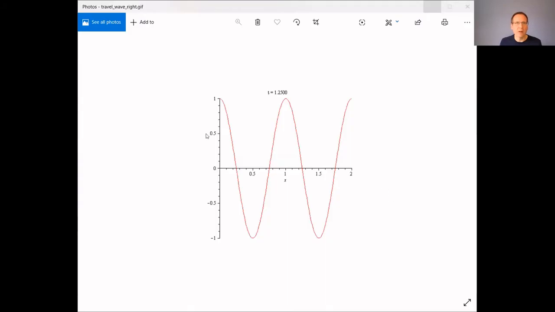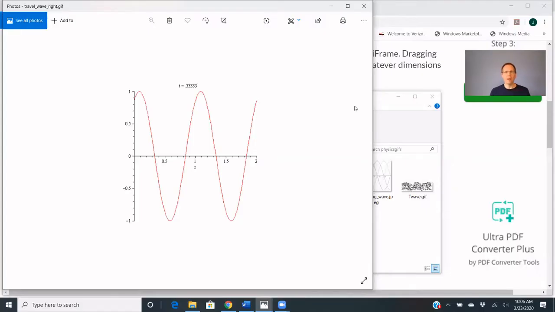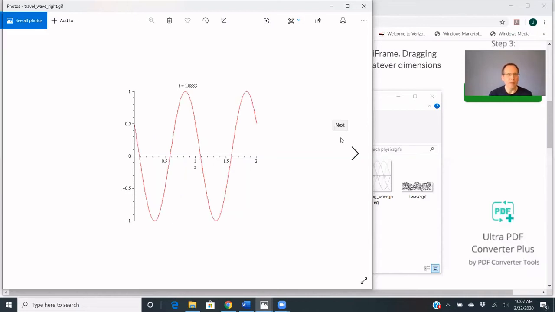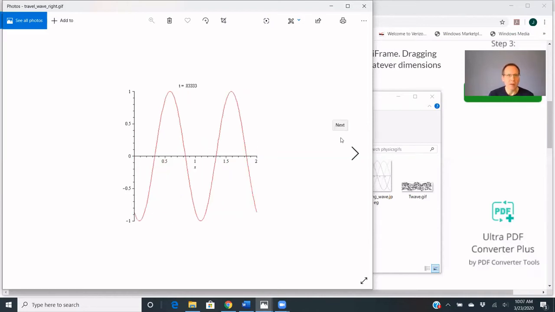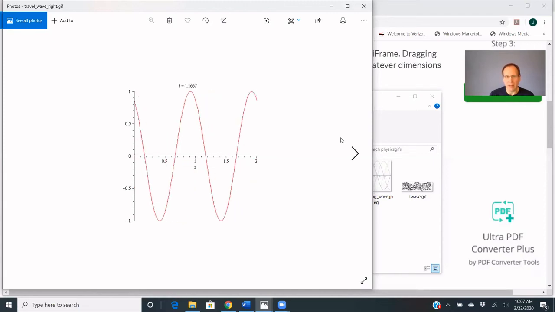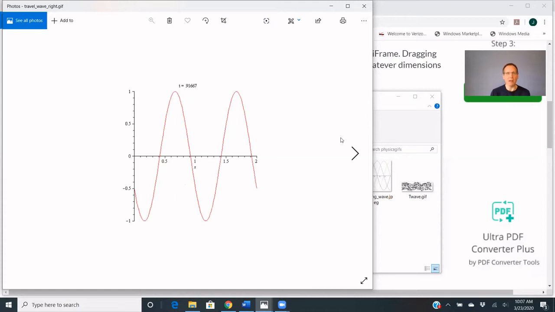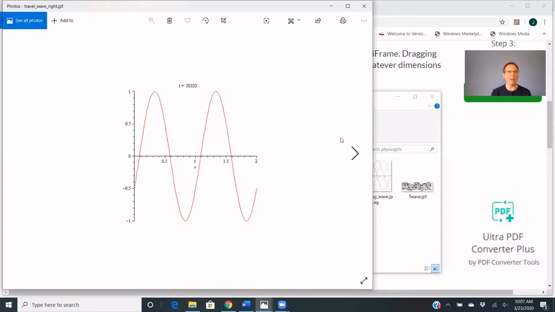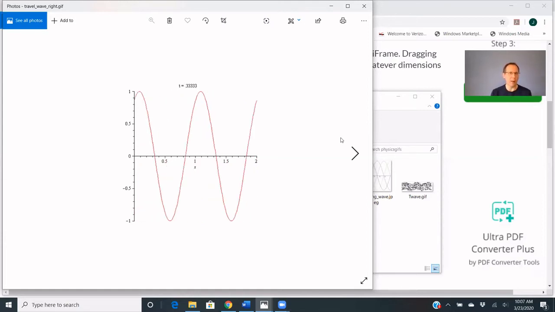So here's an animation I made up that shows that propagation. So here's an animation where I simply plot the wave. Actually, in this case, I plotted it from 0 to 2 meters. So that's the X. And then I'm just increasing the time. I'm going from 0 to 2 seconds. And you can see that it's a wave that propagates to the right.